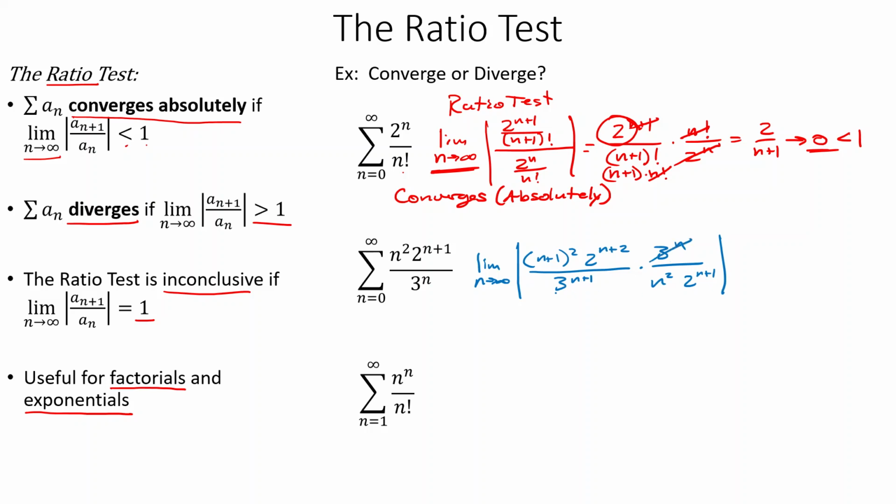So the 3 to the n cancels completely and leaves us with a 3 down here. The 2 to the n plus 2 and 2 to the n plus 1, the n plus 1 is going to cancel completely and leave us with a 2 up there. And we've got some n squareds left. So this is 2 times n plus 1 squared over 3 times n squared.